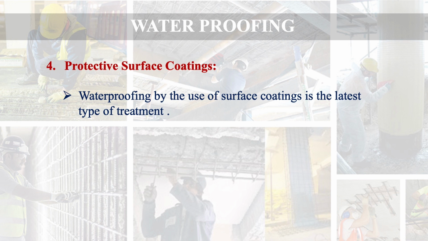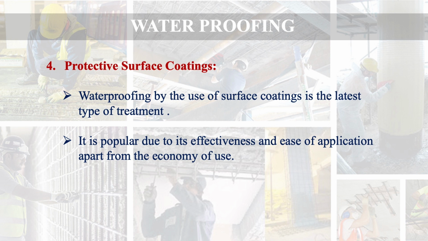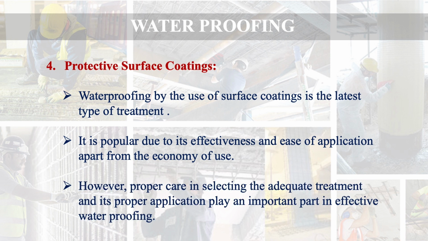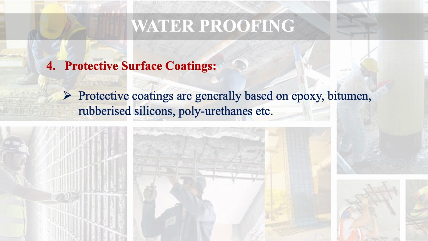Fourth type of surface treatment, that is protective surface coatings. Waterproofing by the use of surface coatings is the latest type of treatment. It is popular due to its effectiveness and ease of application apart from the economy of use. However, proper care in selecting the adequate treatment and its proper application play an important part in effective waterproofing. Protective coatings are generally based on epoxy, bitumen, rubberized silicones, polyurethanes, etc. These are the materials which are used for this type of coating.